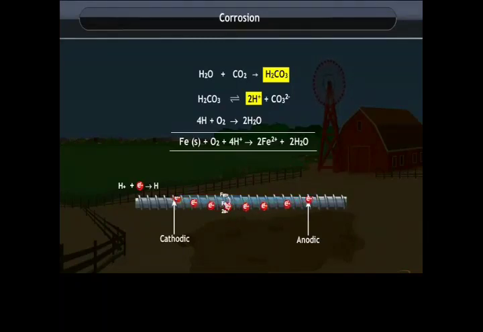These ferrous ions react with oxygen to form ferrous oxide, which undergoes hydration to hydrated ferric oxide. Hydrated ferric oxide is called rust.